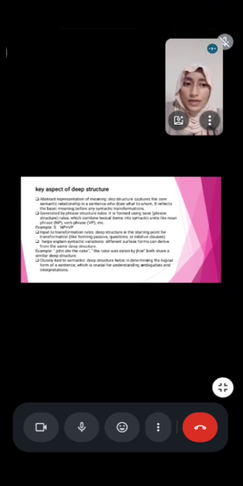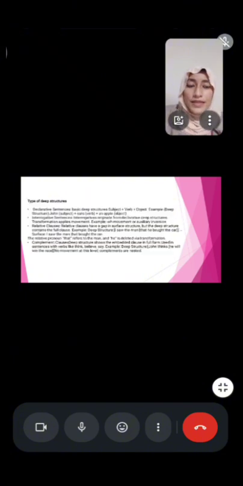Helps explain syntactic variation. Different surface forms can derive from the same deep structure. Example: John ate the cake. The cake was eaten by John. Both share a similar deep structure, closely tied to semantics. Deep structure helps in determining the logical form of a sentence, which is crucial for understanding ambiguities and interpretation.